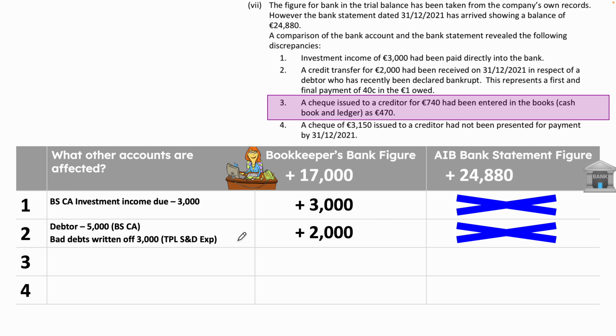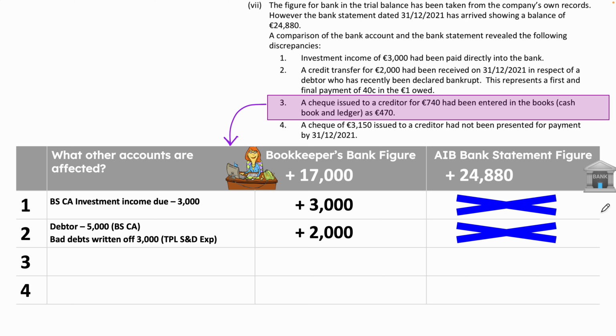Number 3 then says a cheque issued to a creditor for 740 had been entered in the books, cash book and ledger as 470. Okay, so this is an error that the bookkeeper has made. AIB doesn't care about that.